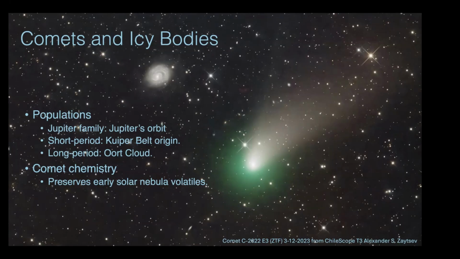And what's cool about studying comets is they preserve the early solar nebula volatiles. So the gases and stuff like that are frozen out on comets. When we observe them, we're seeing what the protoplanetary [disk was made of].